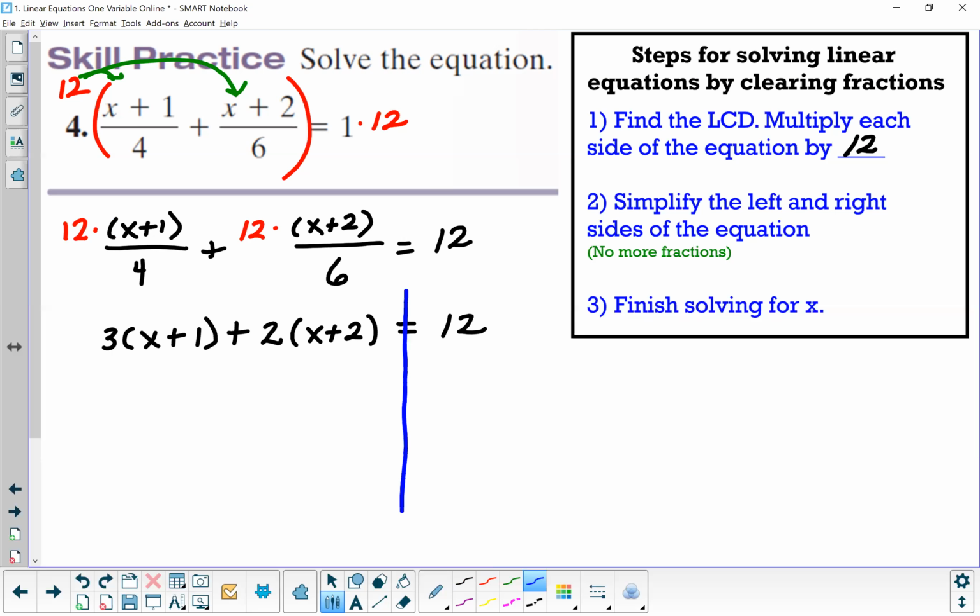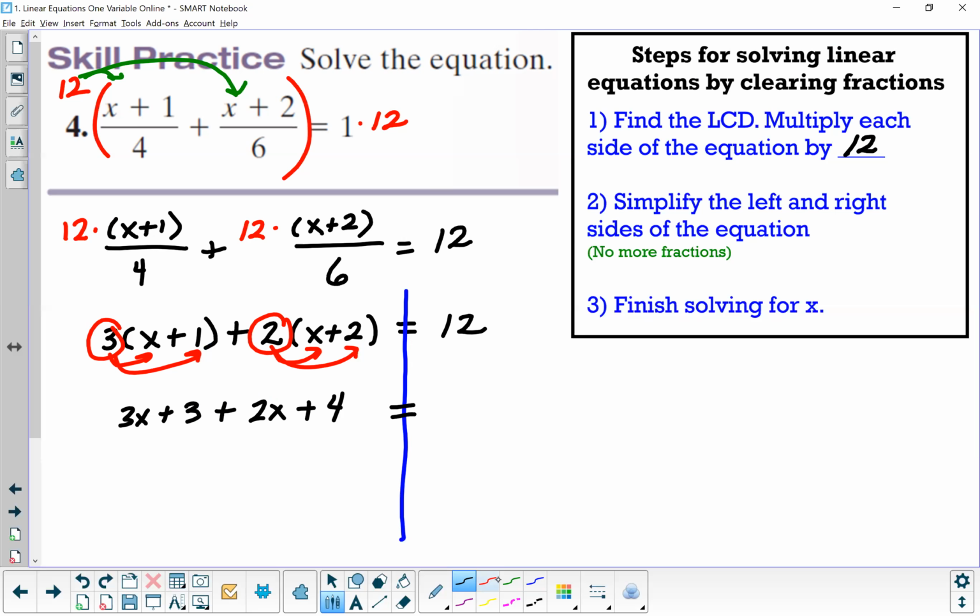We've cleared the fractions. Now we want to simplify the left side here. So we'll begin with distributing. Distribute the 3 to the x plus 1. Distribute the positive 2 to the x plus 2. And that's going to give us 3x plus 3 plus 2x plus 4.